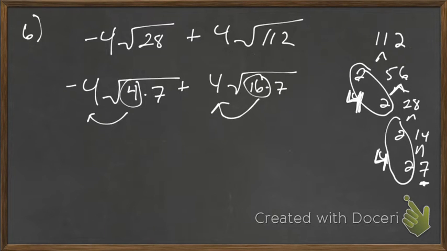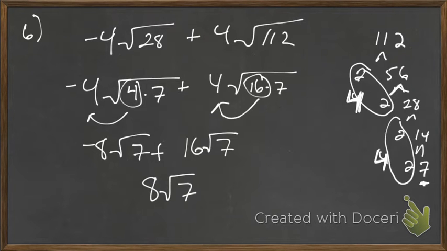Negative 8 square roots of 7 plus 16 square roots of 7. What's the total square roots of 7 I got then? 8 square roots of 7. So let's say you did that. Let's say on this one, oh, you got them both in 28. You got to still get that 4 out of that 28, right, Sam? Okay, cool. Good.